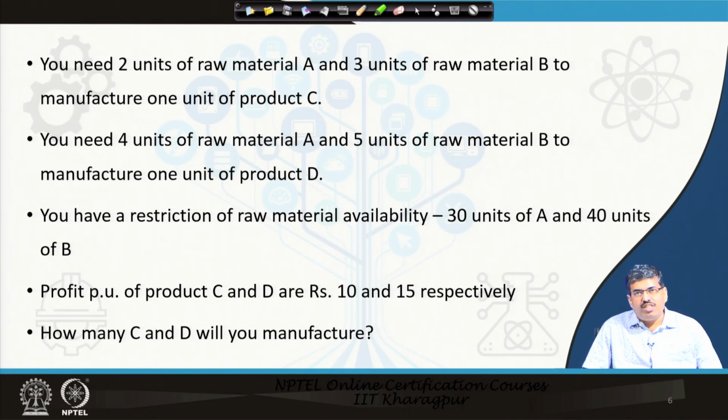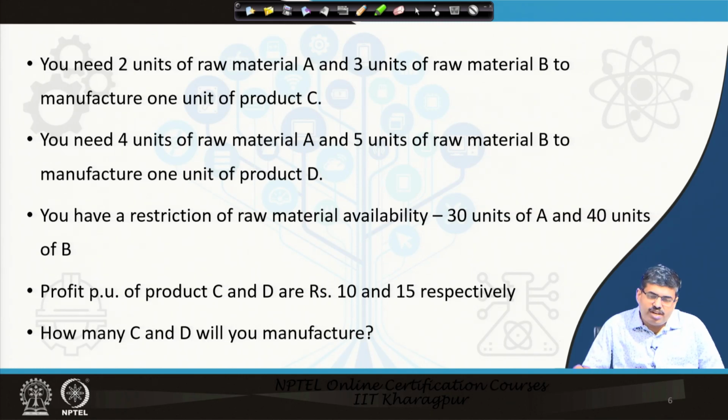Now, what is the restriction? However, only 30 units of A and 40 units of B are available, and when you are manufacturing, you are selling them. So, profit per unit of product C and D are rupees 10 and 15 respectively. So, the question is how many C's and D's will you manufacture? Okay. Right. Now, if you look very carefully at this problem, I will pause for a second to make you look at the problem. Okay. Look at the problem very carefully. So, what is it?